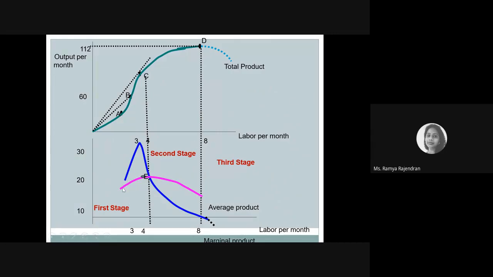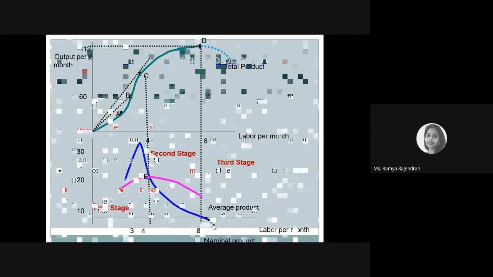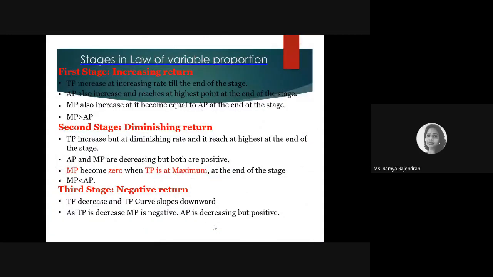Here when you see the marginal product, it's increasing, reaches the maximum, then comes to 0 and then goes negative. It's the same graph we saw, because the numbers didn't change. I was just explaining the different stages here. The first stage was increasing return, and the second stage was diminishing return because the marginal product is decreasing, whereas in the third stage it's completely going negative.